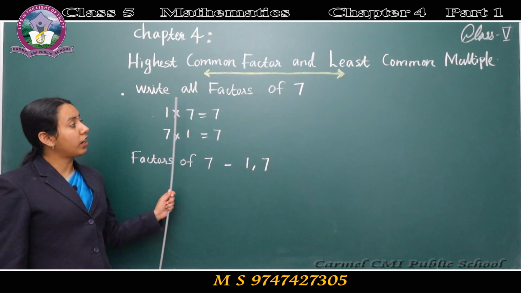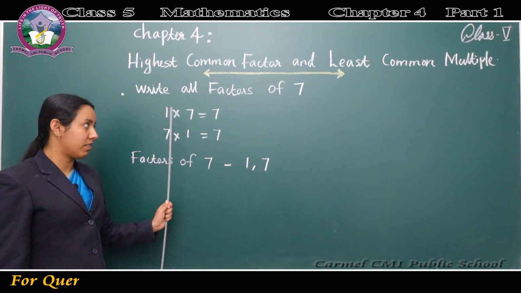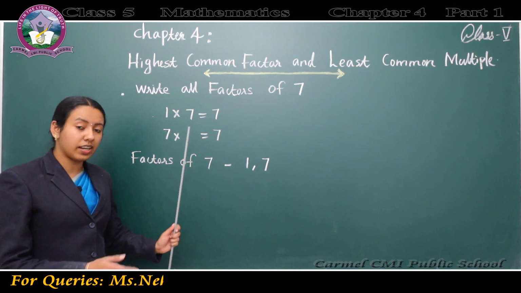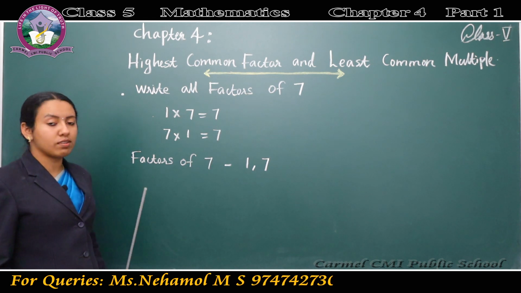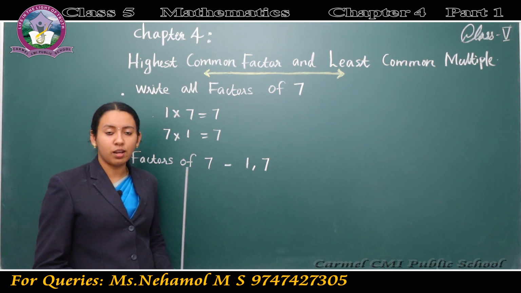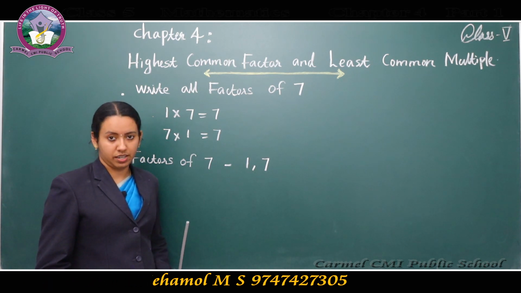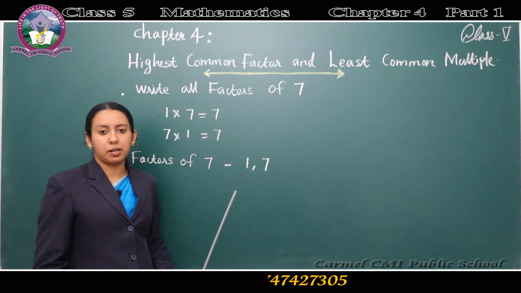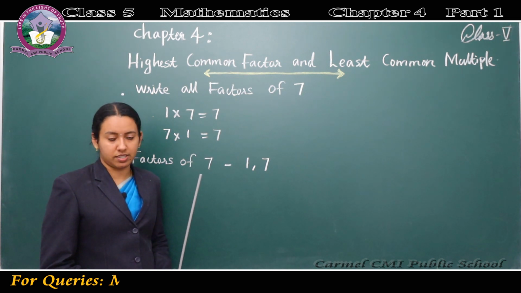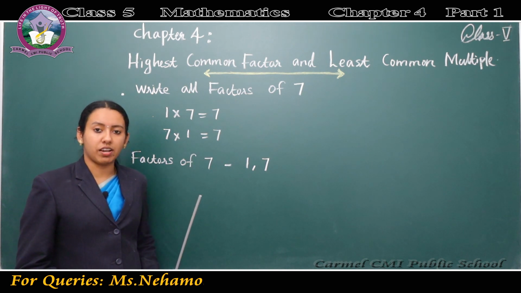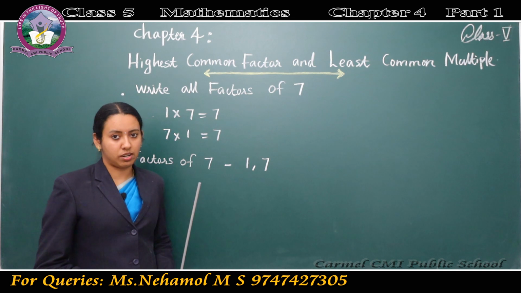Consider the second example. Write all factors of 7. We know that 1 into 7 is 7. Is there any other pair of numbers which give 7 as product? No. So, factors of 7 are 1 and 7 only. There are only 2 factors for the number 7. Also, factors of a given number are finite, that means countable. There is only a fixed number of factors. And also, 1 is a factor of every natural number.